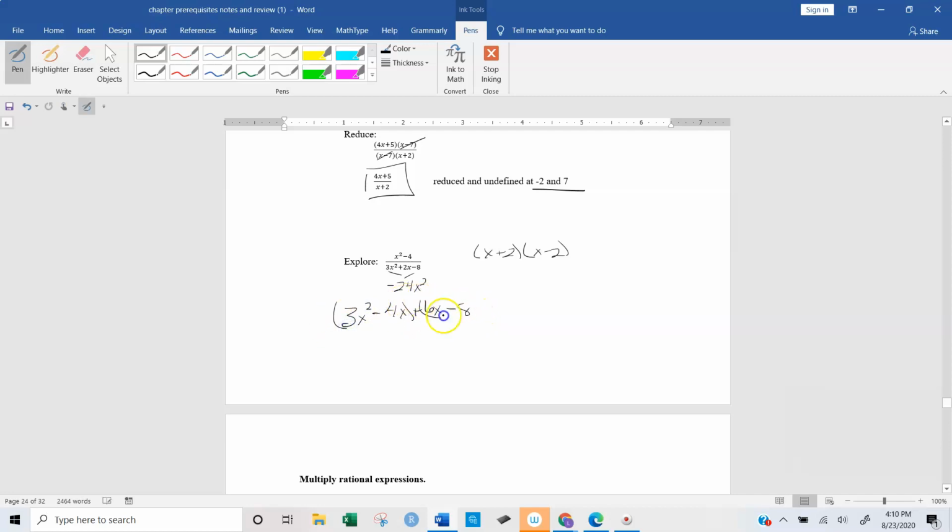Group the first two, group the last two. First two have an x in common. Second two have a 2 in common. My factors are the same. So I have 3x minus 4, and my second set of parentheses is x plus 2.